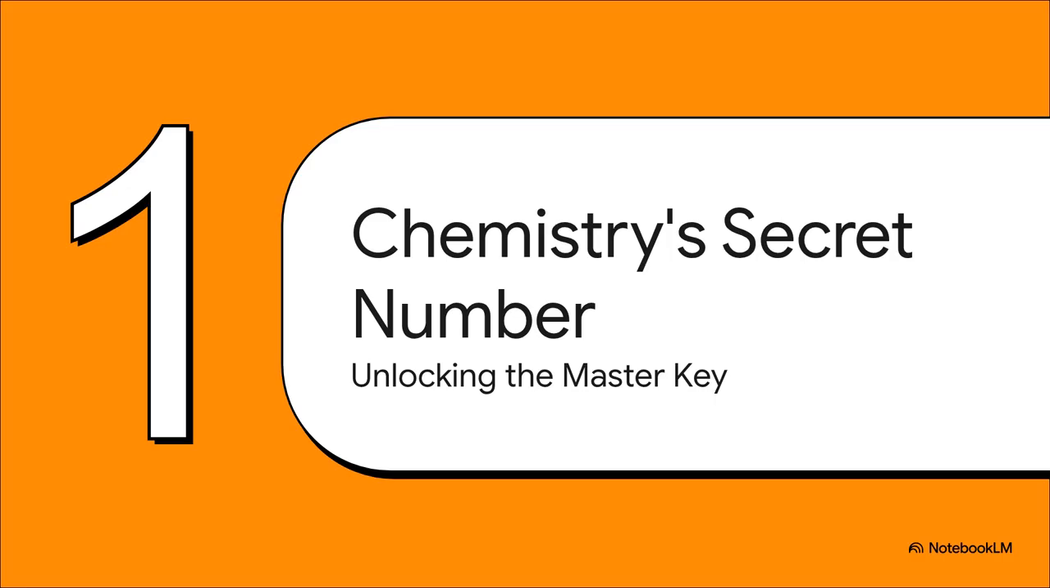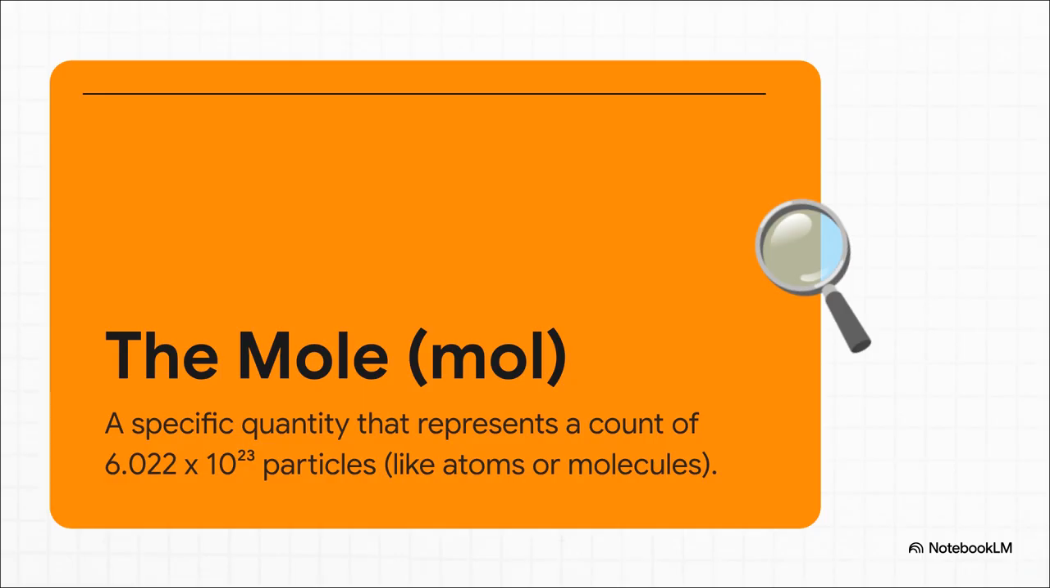Okay, first thing in our toolkit, what I like to call chemistry's secret number. This thing is the master key that unlocks this entire process. And that key? It's called the mole. Seriously, that's it. And a mole is just a word. It's a word that stands for a very specific, very large quantity of things. It is the number chemists use for counting.